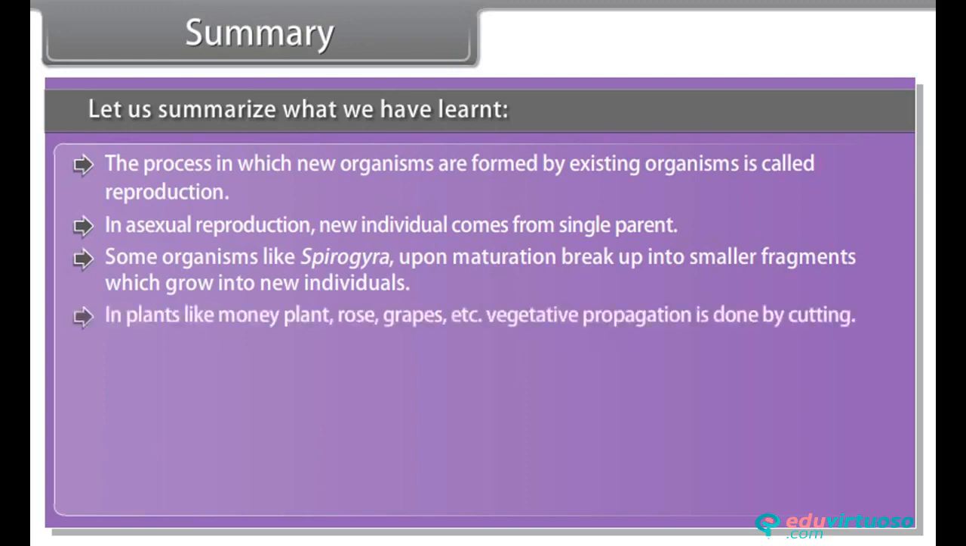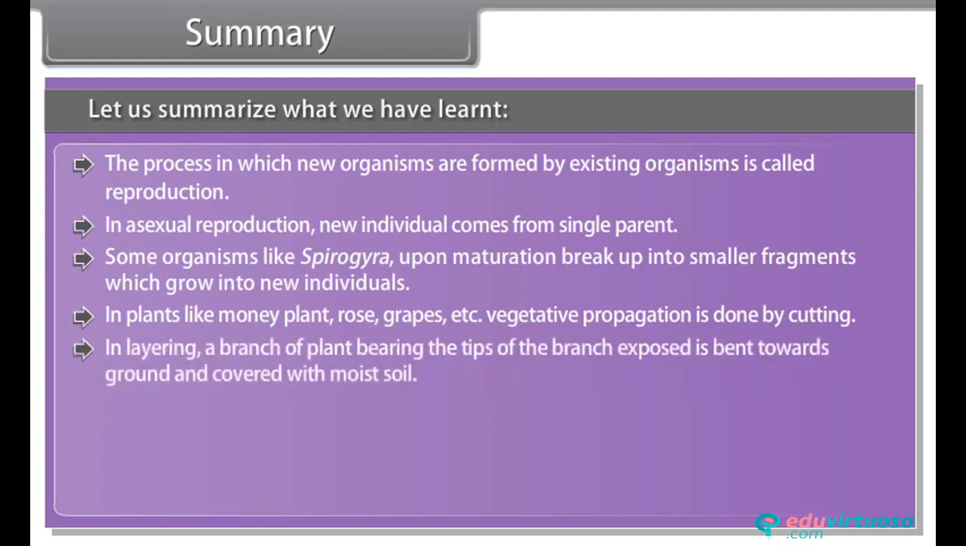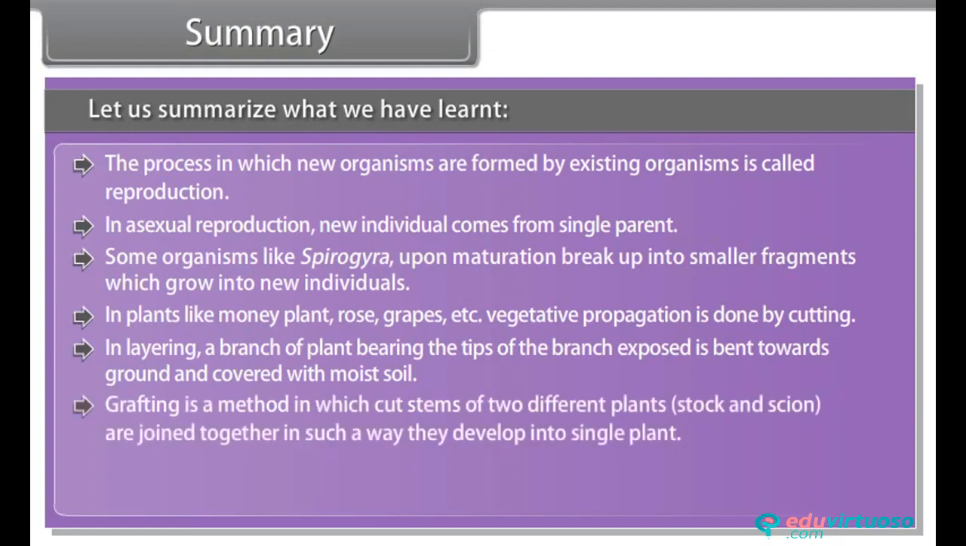In plants like money plant, rose, grapes, etc., vegetative propagation is done by cutting. In layering, a branch of the plant bearing the tip of the branch exposed is bent towards the ground and covered with moist soil. Grafting is a method in which cut stems of two different plants, stock and scion, are joined together in such a way that they develop into a single plant.